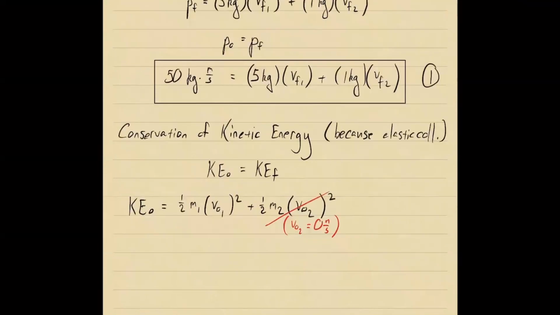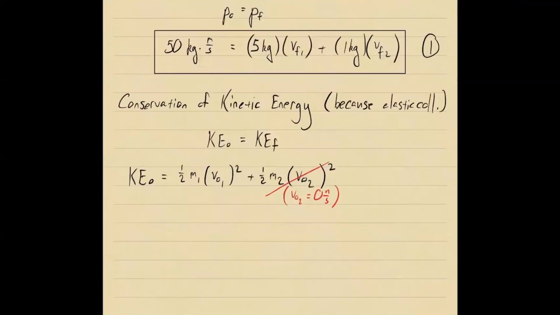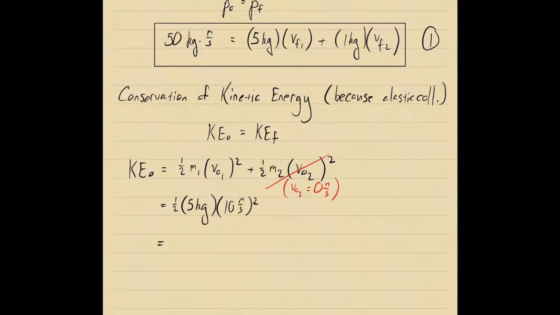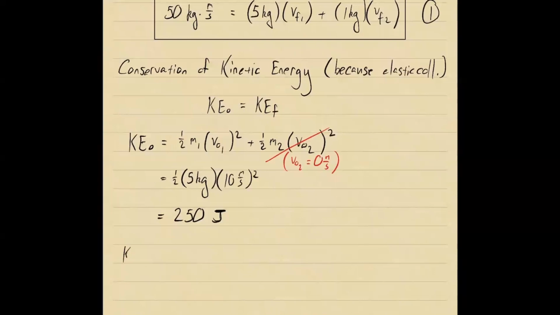So our initial kinetic energy is just 1/2 times the mass of our first ball, which is 5 kilograms, times its initial velocity magnitude squared. So it's 10 meters per second squared. So in this case, the initial kinetic energy of our system, like before the collision, is 250 joules. Right? So let's look at the kinetic energy afterwards.